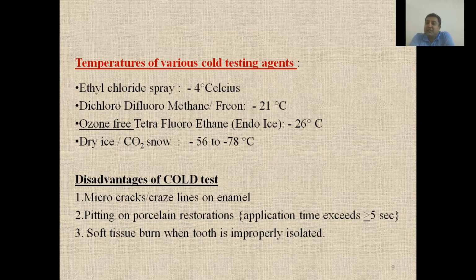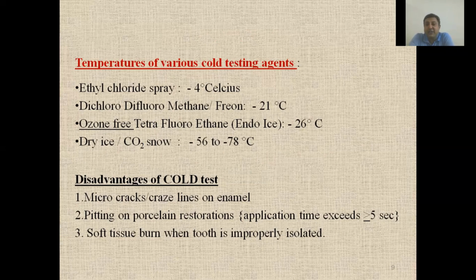The disadvantages of cold test. What are the major disadvantages? First disadvantage is microcracks or crazed lines on the enamel surface. Whenever we keep the cold testing agent longer than the application time, it will cause microcracks or crazed lines. Crazed lines or microcracks are incomplete fractures. That means partially fractured. It is not completely splitting the tooth, but it extends to a certain length in the enamel region and then stops there.